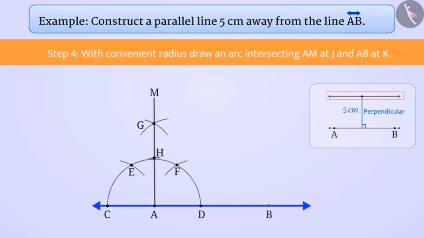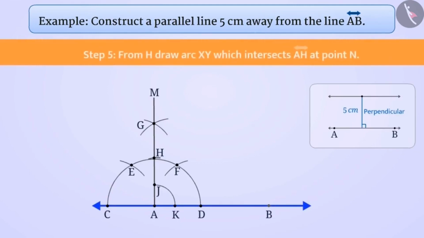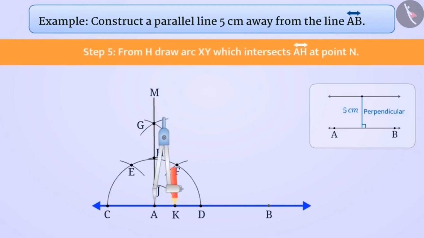Step 4. Placing the pointed end of the compass at A and with A as center and a convenient radius, draw an arc cutting M at J and AB at K. Step 5. Now, with H as center and using the same radius, draw another arc XY cutting AH at N.